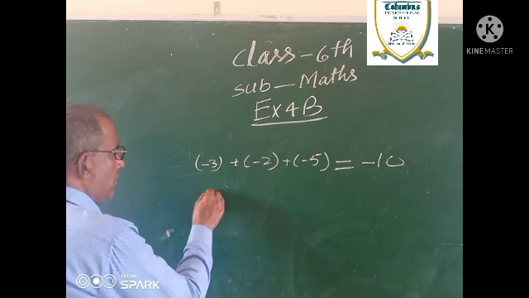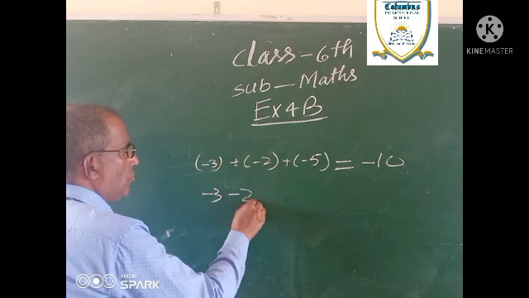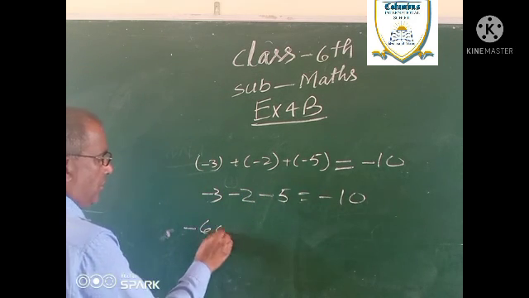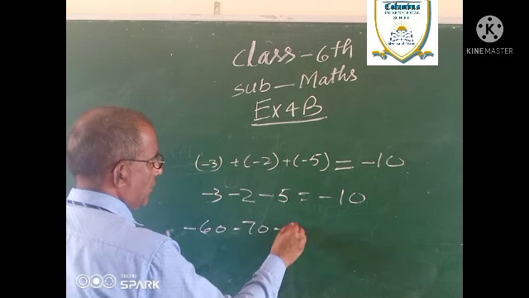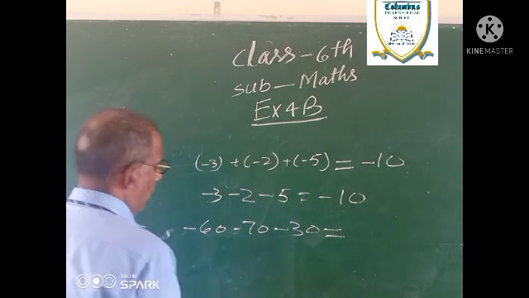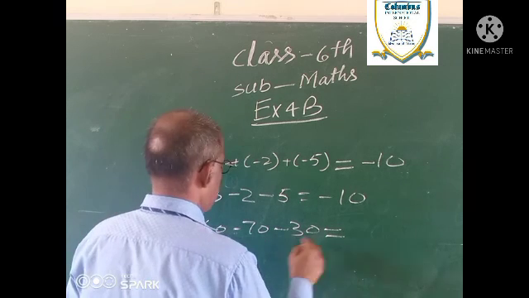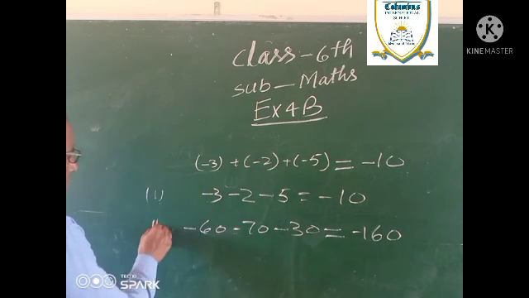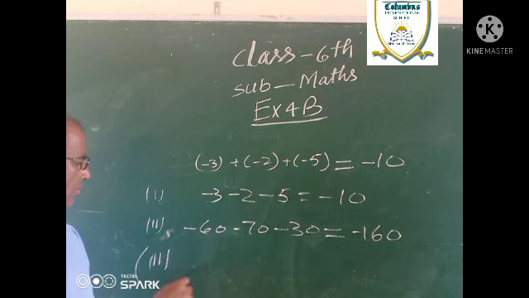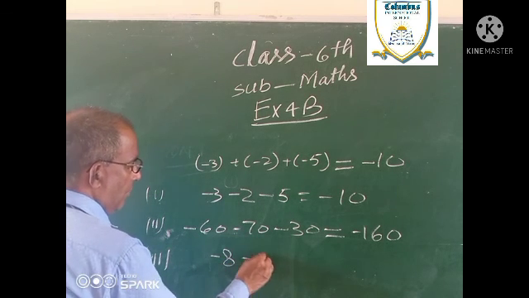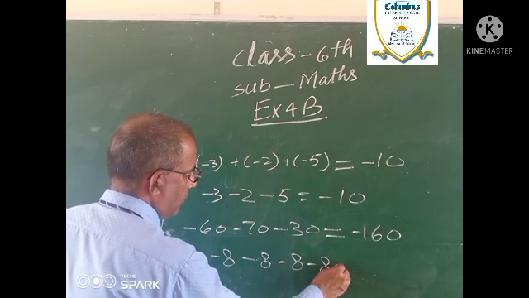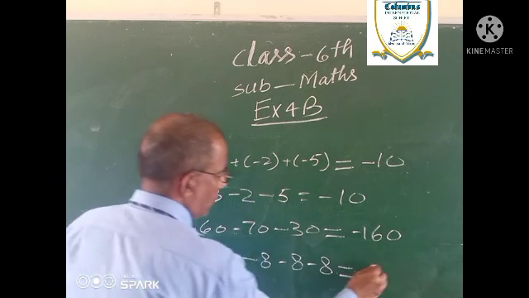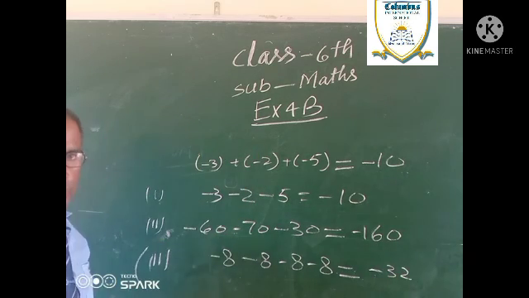इसी को हम ऐसे भी लिख सकते हैं -3 प्लस इंटू माइनस -2 -5 इक्वल टू -10. Suppose that -60 -70 -30. We shall add all these numbers, that is 160, and put the minus sign. -8 -8 -8 -8. All the minus, we add all the numbers and put the minus sign. That is 32 and put the minus sign. Okay students?